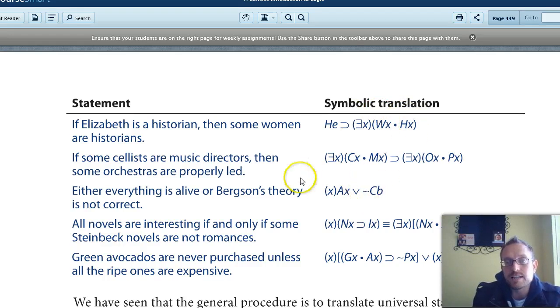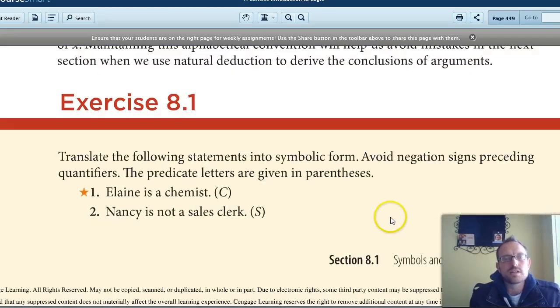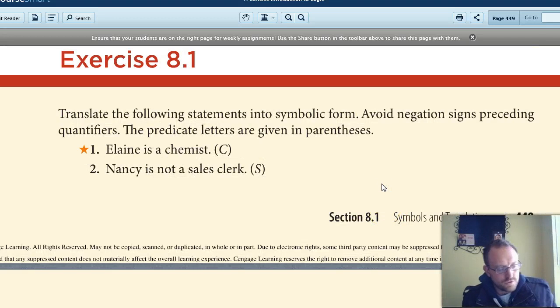So you can combine these. Notice in this one, either everything is alive or Bergson's theory is not correct, right? We have the AX, and the universal quantifier only applies to the AX, and that's why we have not CB. Either everything is alive or Bergson's theory is not correct, okay? So you can take a look at those. And I encourage you to read through these slowly. But you're going to see here how the homework exercises work if you're using the textbook, right?